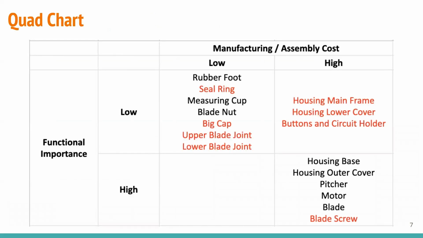This quad chart shows the functional importance of the blender components as well as their cost. As can be seen, some of the components have high functional importance but are costly, making them candidates for redesign.